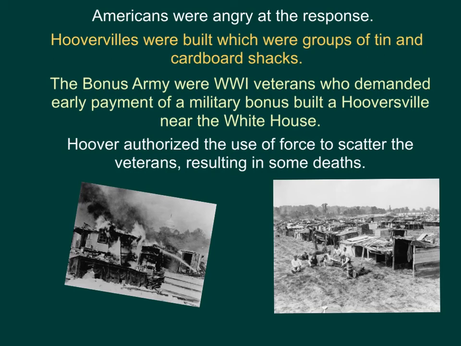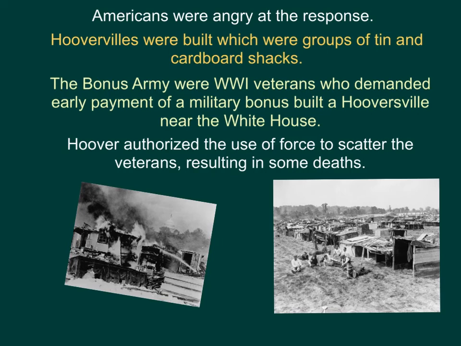Another issue arose with something called the Bonus Army. The Bonus Army were a bunch of World War I veterans who were promised a bonus, and that bonus was supposed to come like 25 years after they got out of the military after World War I. Well, because many of them had lost everything, they were demanding their military bonuses come early. And so they walked to Washington, D.C., and they protested. They built their own little Hoovervilles outside of the White House. They were going to stay until they got their bonus payments.